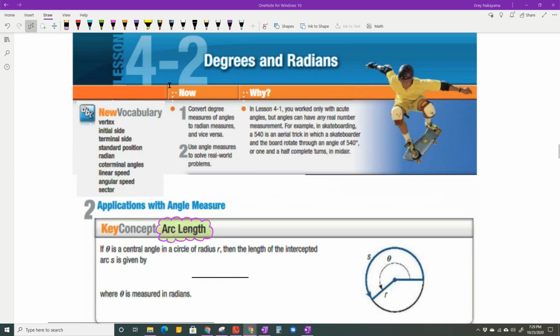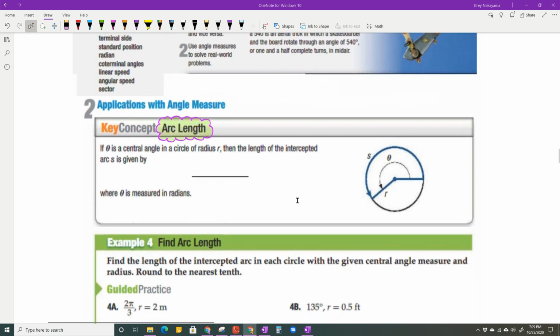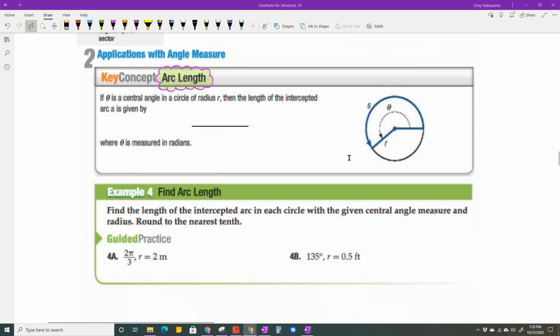Okay, this lesson is 4.2b of degrees and radians, and we're going to talk about the applications with angle measure. So in the first part of this lesson, we defined that a radian was equal to the arc length divided by the radius. Well, if you rearrange that formula, then you get a very common formula, which is the definition of arc length, which is S equals R theta.